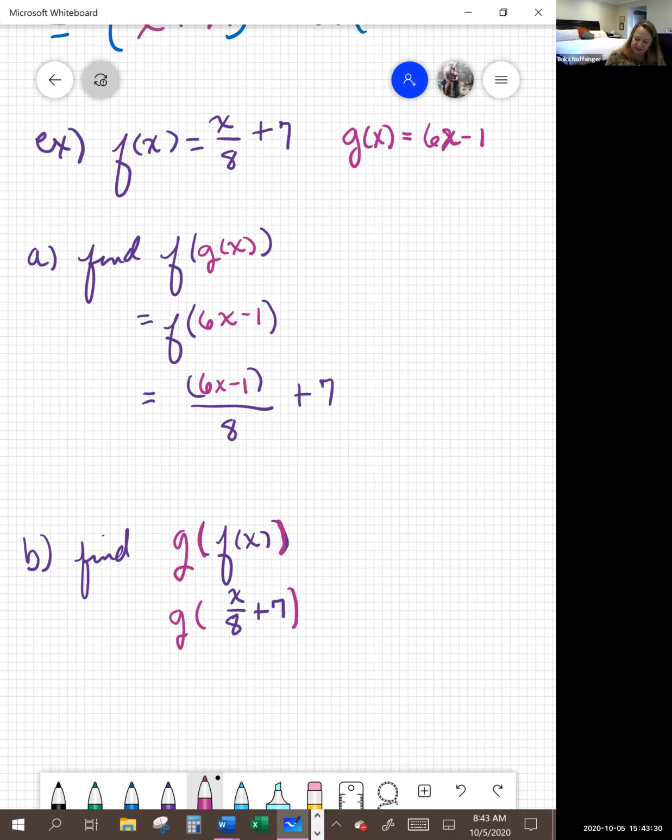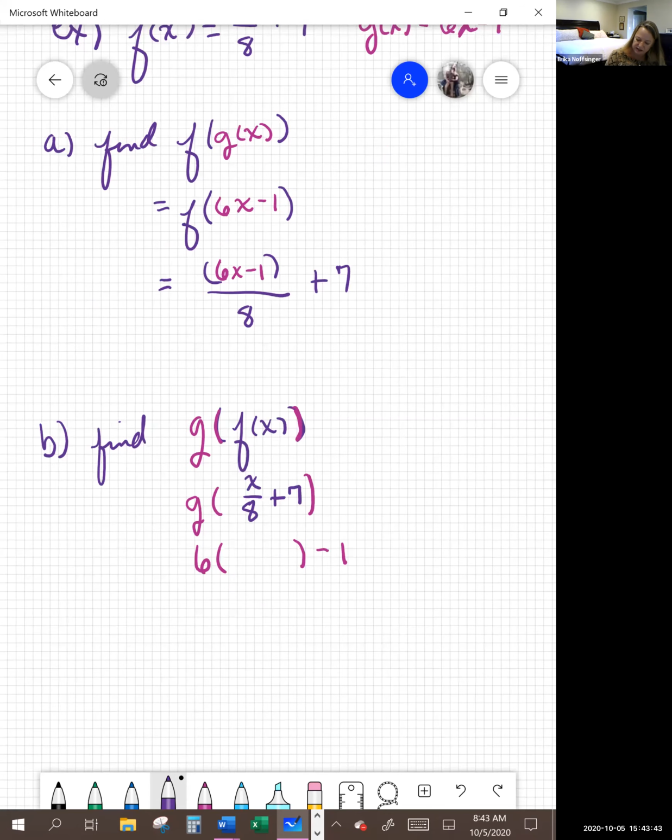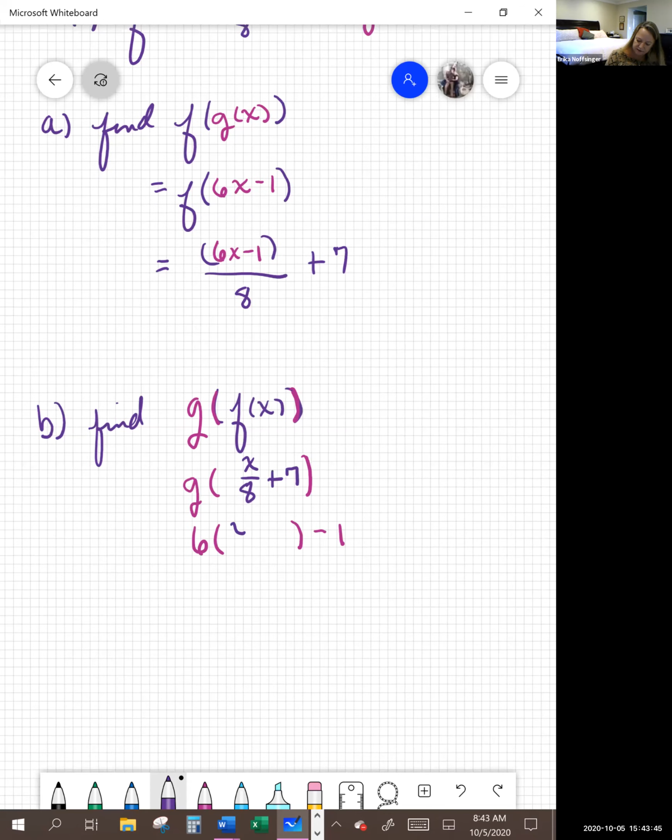So we have 6, I see an x there, it's times, I'm going to put a bigger parenthesis so I can fit this, minus 1. So we're going to replace this parentheses with that whole expression, x over 8 plus 7. This is not going to give us the exact same thing up here.